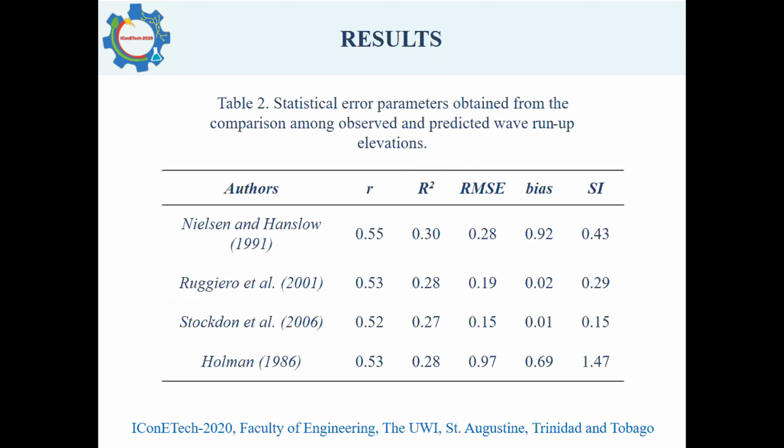Here we have a summary of the statistical parameters that we examined, and we see that generally there's a poor performance of these four models, seen by their low values of the coefficients of determination and the Pearson correlation coefficients. However, among these four models, we see that Stockton et al. did perform the best, as expected, considering that he covered 10 natural beaches with a wide range of conditions, with low root mean squared error and scatter index of 0.15.